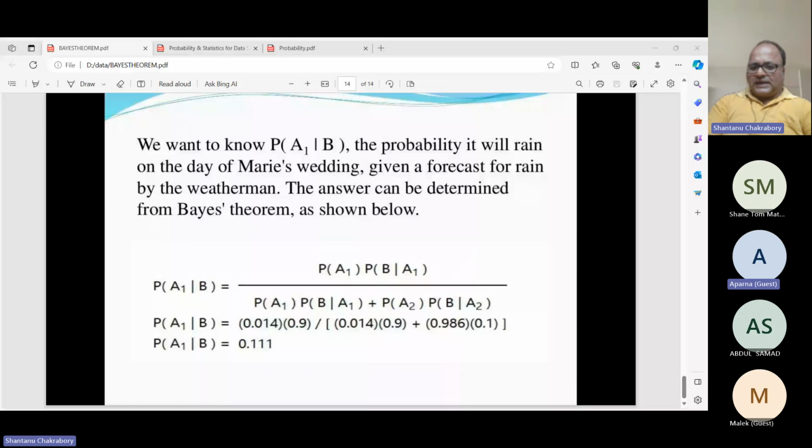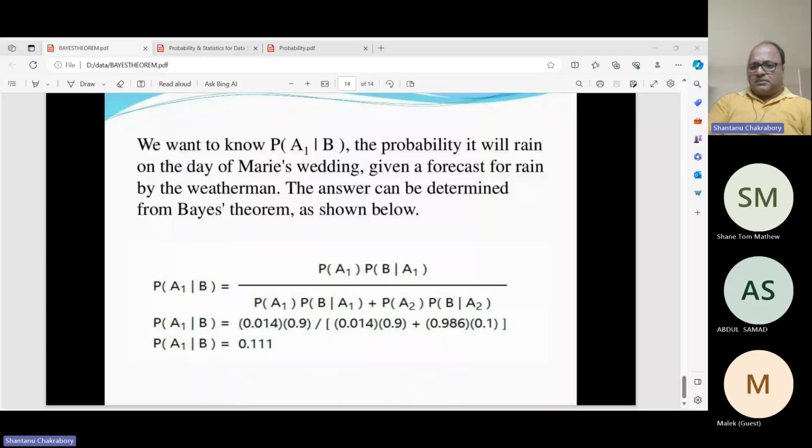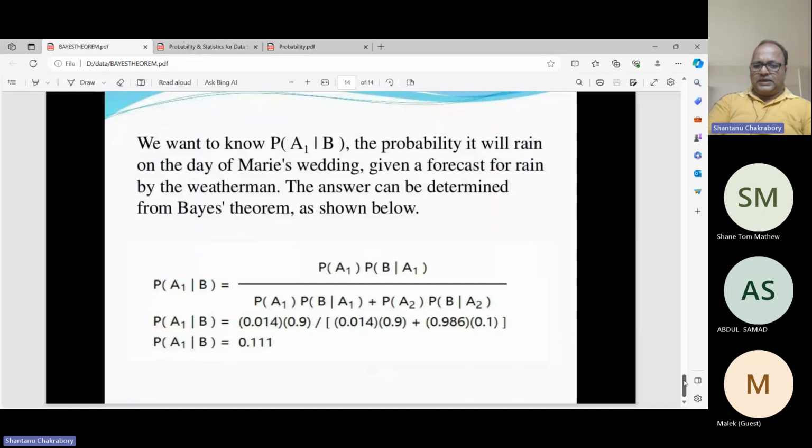It is very important that we know conditional probability, we know the formula for the Bayes theorem, and we also know how it is applied. This is how the Bayes theorem and conditional probability play a very important role in understanding how to apply them, in what scenario, and what output you are going to get.